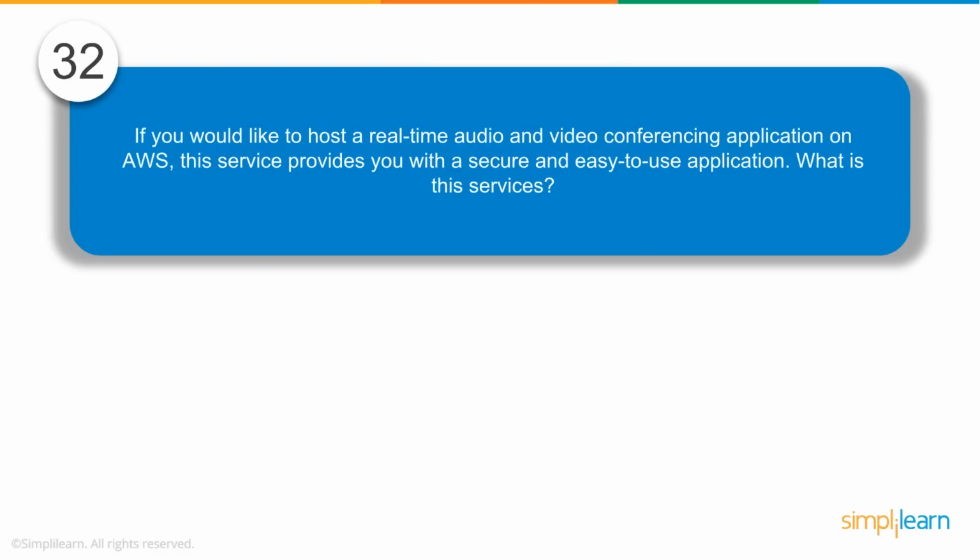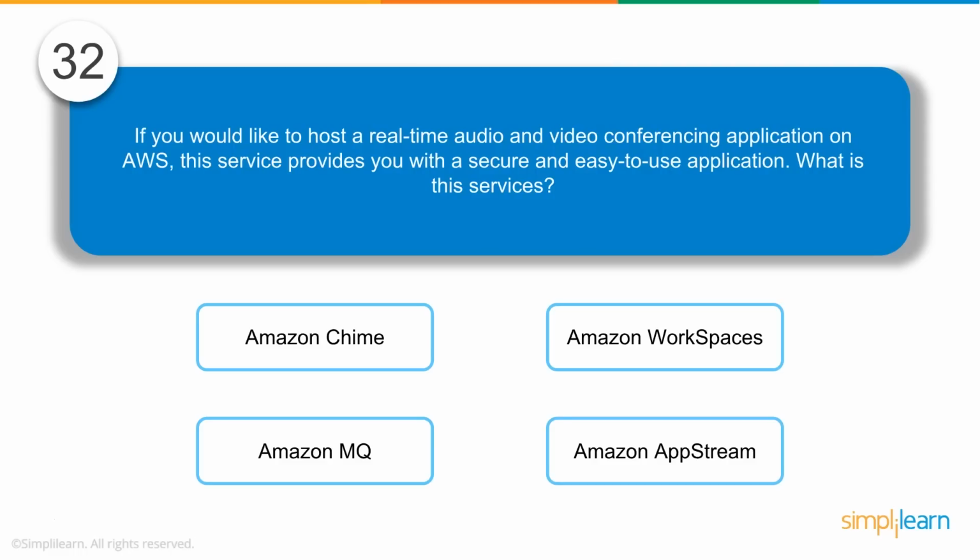Let's look at this other question. If you would like to host a real-time audio and video conferencing application on AWS, right? It's an audio and video conferencing application on AWS. This service provides you with a secure and easy to use application. What is this service? Let's look at the options. They are Amazon Chime, Amazon WorkSpaces, Amazon MQ, Amazon AppStream.